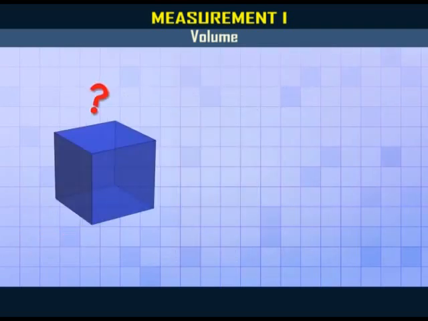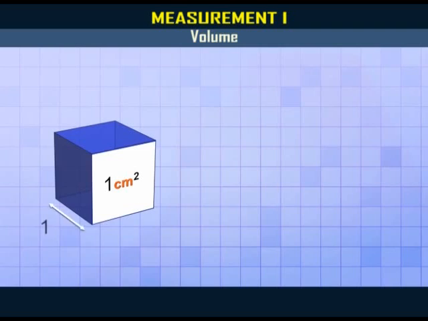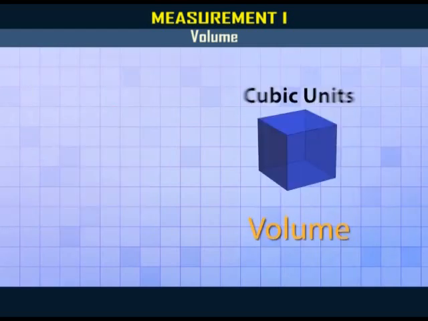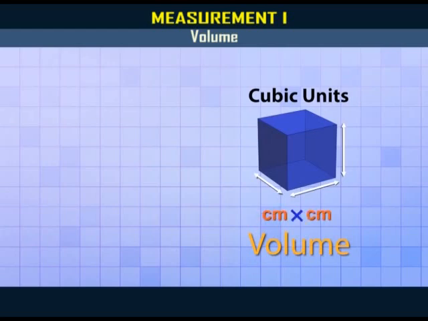How much volume does this cube have? Since it was made by extending 1 square centimeter surface a distance of 1 centimeter in the third dimension, we say that its volume is exactly 1 cubic centimeter. Since cubic units are made by multiplying 3 one-dimensional units together, like centimeter times centimeter times centimeter, we abbreviate them using the exponential notation centimeter to the third power or centimeter cubed.